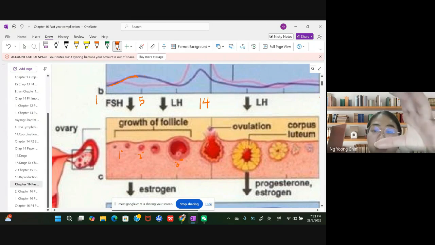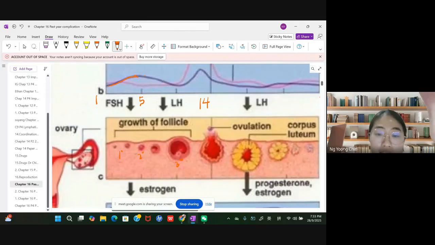So this ovum can later fertilize with the sperm. This is the mature follicle we know as the tertiary follicle, which is the Graafian follicle. See? Graafian. And this one, Graafian follicle.